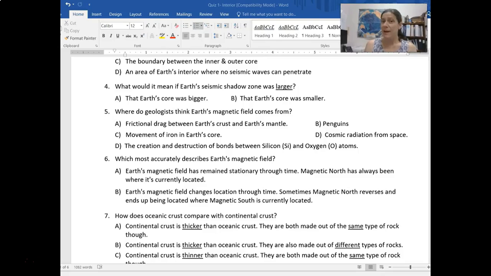So then we were talking about, well, how do we know how big the core is? And that's what question number 4 is talking about. What would it mean if Earth's seismic shadow zone was larger? If that area of shadow, the area not receiving S waves, was larger, would that mean that the core was larger or that the core was smaller? Should be larger. If the core is larger, it's going to be blocking more of those seismic waves. It's going to cause a shadow to be larger on the other side.